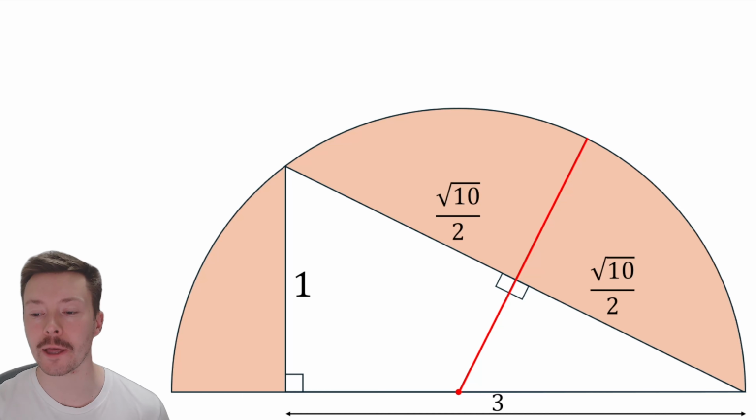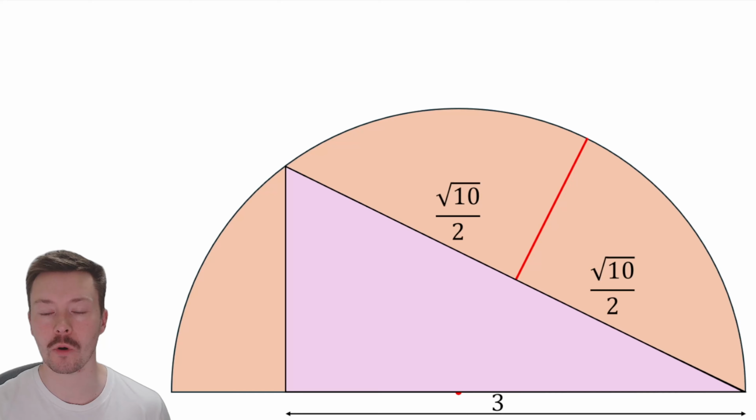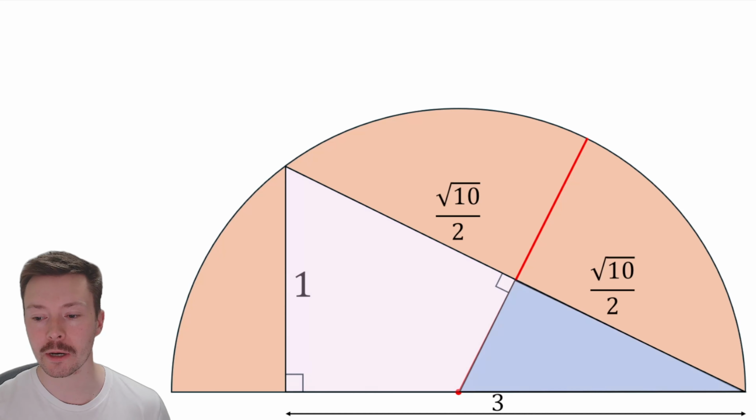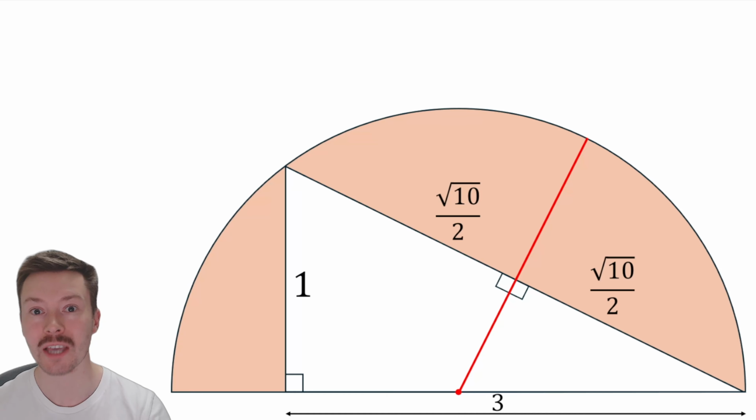Okay, now from there, what I noticed is that I've got two right angled triangles. I've got this blue one here, and I've got this pink one here. Now they are going to be similar right angled triangles, because they're going to have all of the same angles. They share this angle at the bottom right here, and they both have a right angle, and so the third angle must be the same.